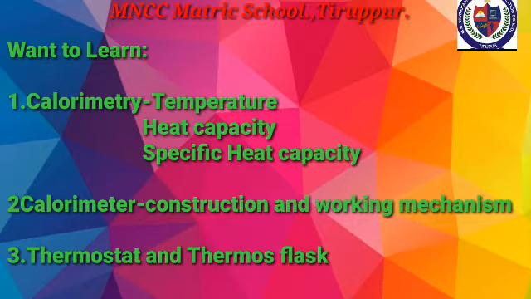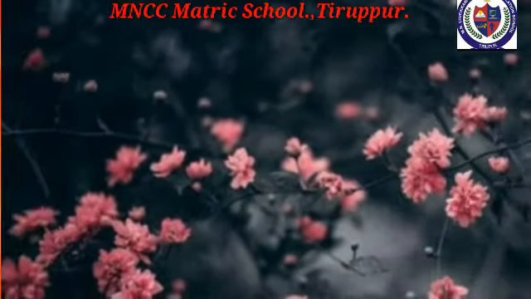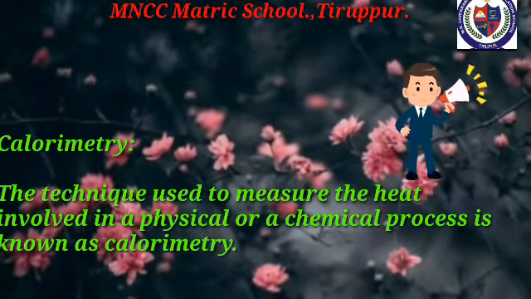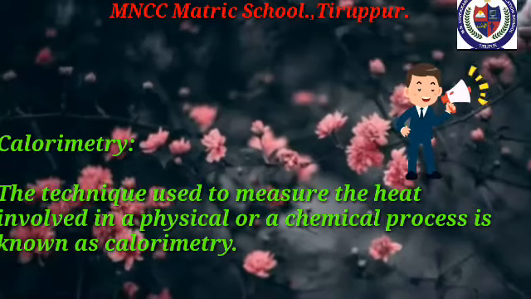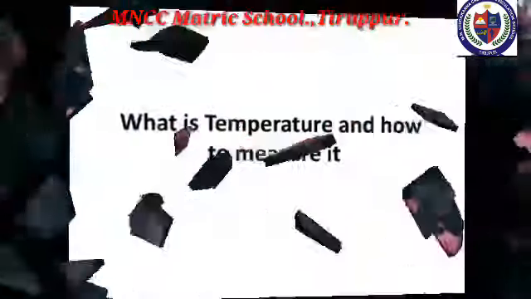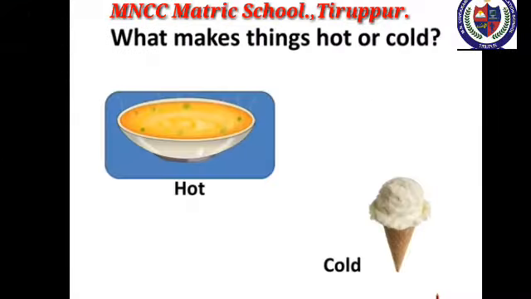So first we move to the calorimetry definition. Calorimetry is a technique used to measure the amount of heat involved in a physical or a chemical process, known as calorimetry. Next we move to temperature. What is temperature and how to measure it?